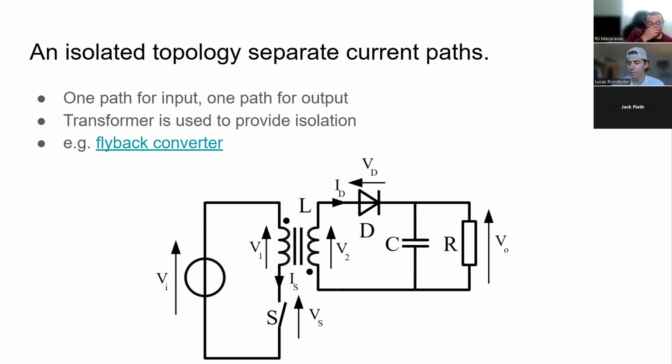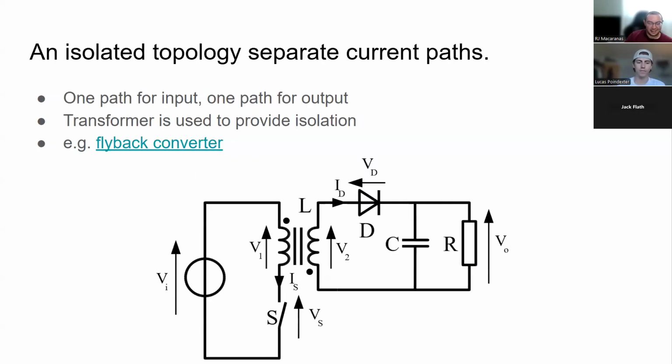Now we can talk about some of these non-isolated topologies. First off, in order to talk about non-isolated topologies, we need to know what an isolated topology is. These isolated topologies will have separate current paths. Just to be clear, we're talking about topologies of switching regulators. We've moved on from linear regulators, and we're now accepting that switching regulators are our point of interest for the rest of this class. No more linear regulators. So there's a path for the input and a path for the output.